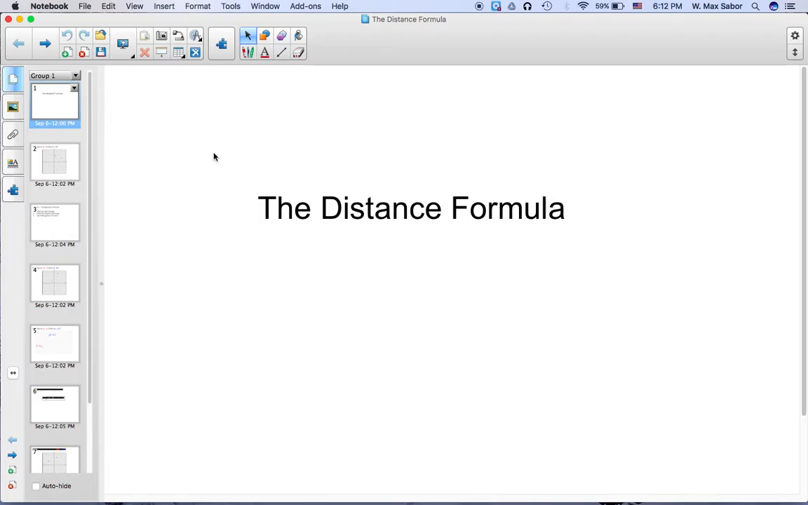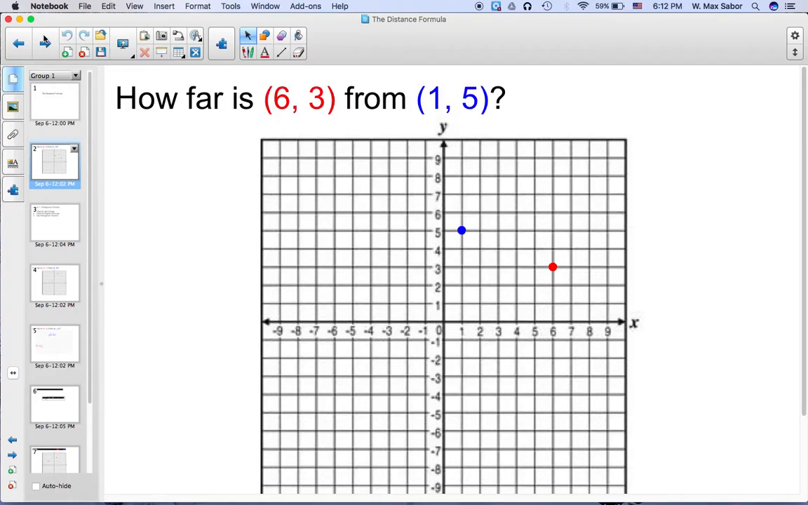The distance formula. So the distance formula is a way to find the distance between 2 points. Now, when we find the distance between 2 points, it's tempting to just say, okay, 1 and 6 are 5 away, and 3 and 5 are 2 away, so it's 7. 5 plus 2 is 7. But that's not correct.